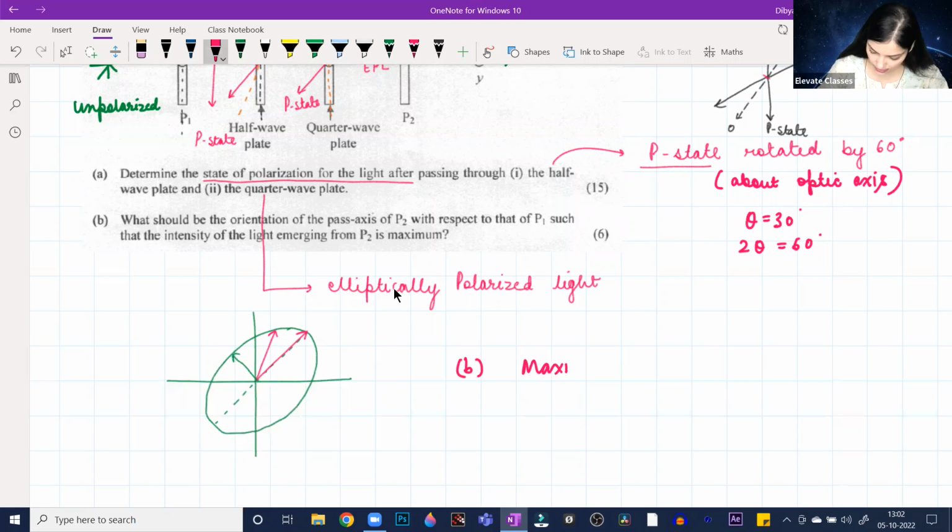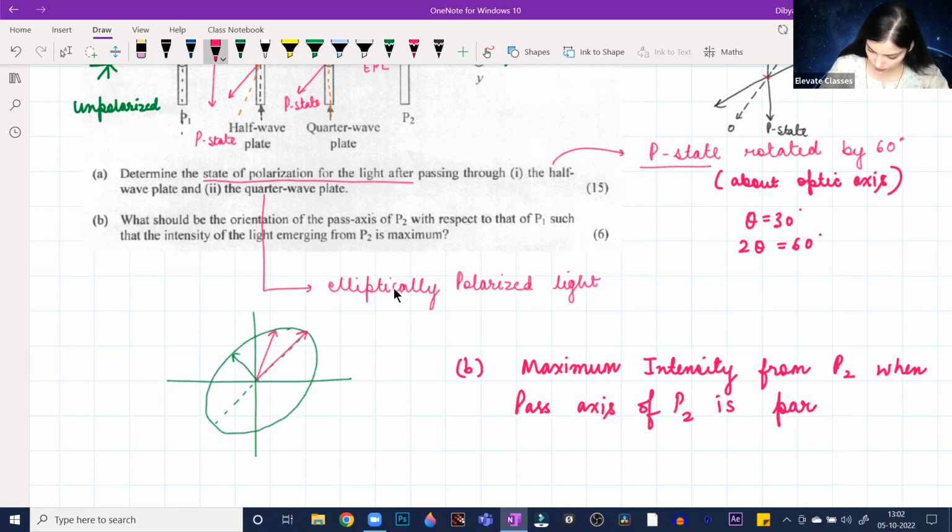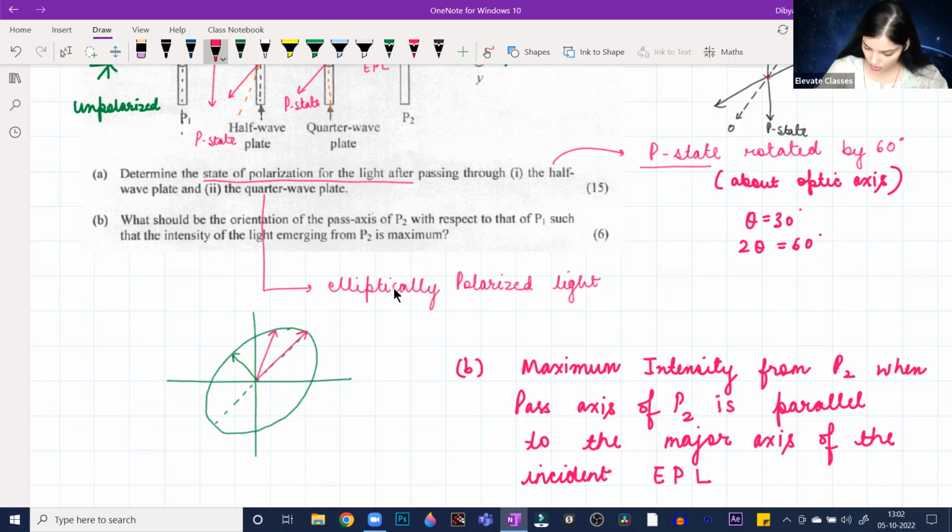get maximum intensity from P2 when the pass axis of P2 is parallel to the major axis of the incident elliptically polarized light. Okay, so this is elliptically polarized light.